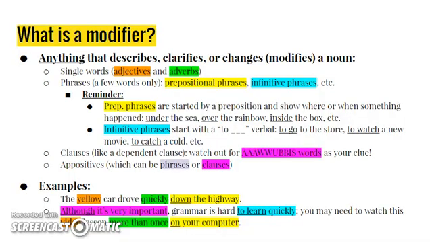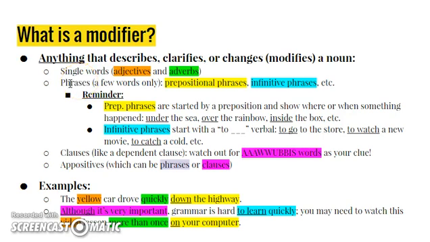So first, what is a modifier? Anything that describes, clarifies, or changes a noun, because modify means to change. For example, modifiers can be single words, like adjectives or adverbs. Those both describe something. Adjectives describe nouns and adverbs describe verbs or adjectives, so those would count.